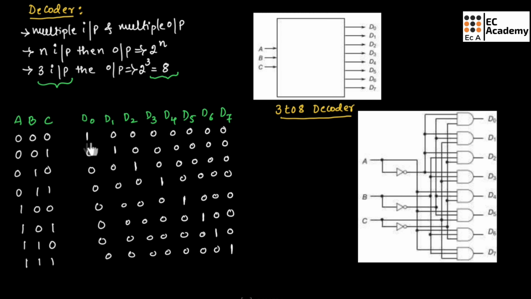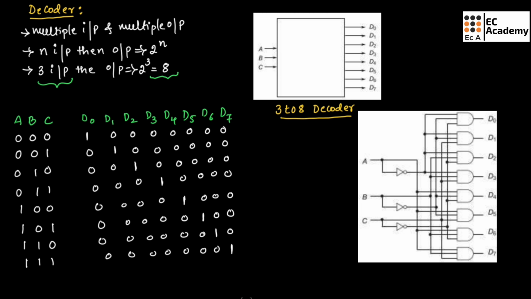Now let us say if you want D0 as output, so A, B, C should be complement. It should be 0, 0 and 0, which means we should have A bar, B bar and C bar to get output as 1. So we have taken the pins from A bar, so that is connected to this AND gate, as well as from B bar, which is connected to this AND gate, and C bar, it is connected to the first AND gate.